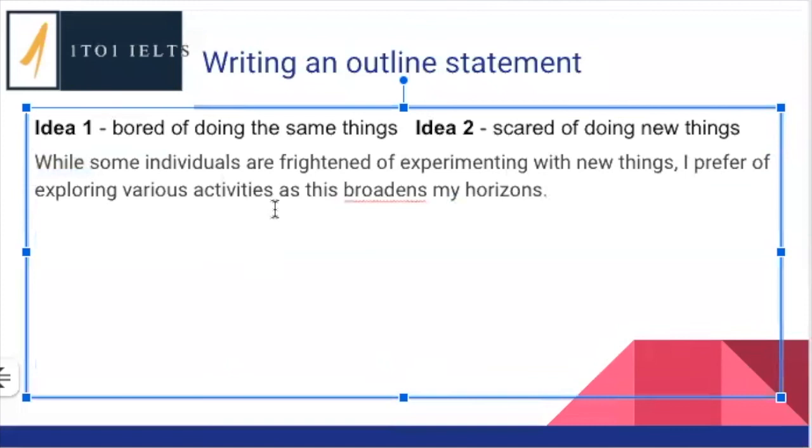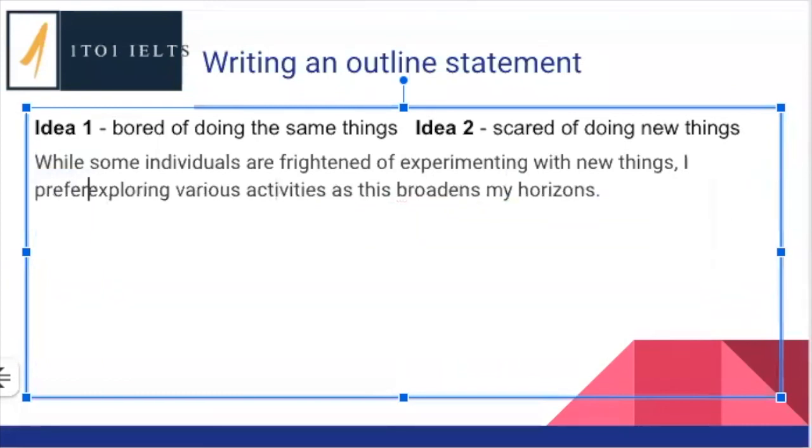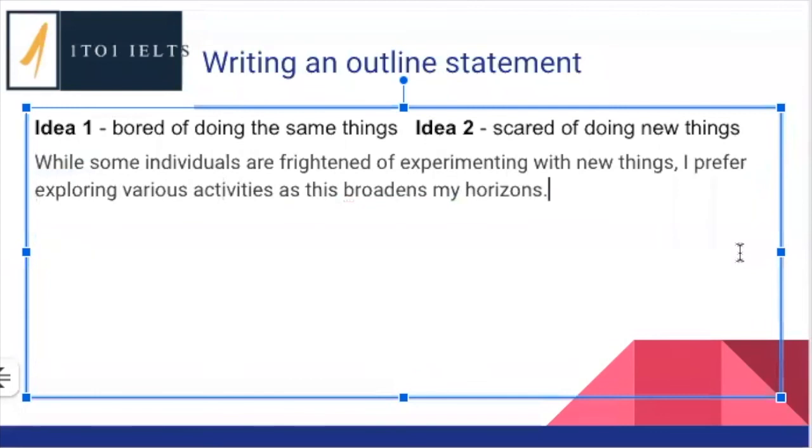Okay. So while some individuals are frightened of experimenting with new things, good. I prefer of exploring various activities as this broadens my horizons. Okay, we don't say I prefer of, so this is just not a prepositional collocation. Okay. I prefer exploring various activities as this broadens my horizons.